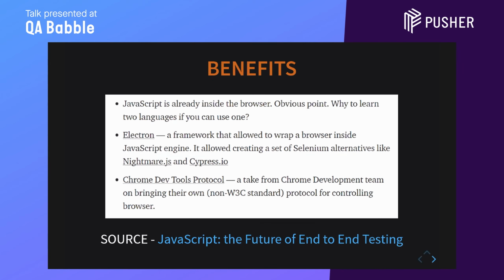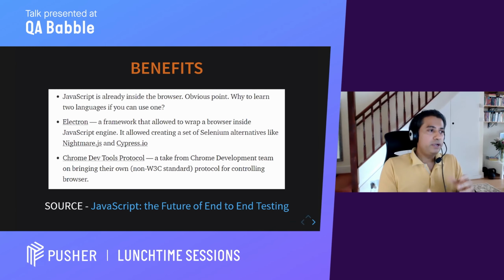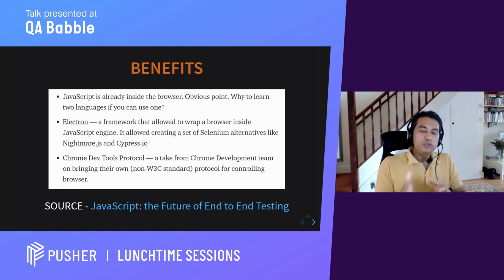But what are the benefits of using JavaScript? JavaScript is already in the browser. The browser has HTML, it has CSS, and it has JavaScript. So you can actually play with all the elements of a page using JavaScript. Plus, there is Electron, a framework that allows you to wrap a browser inside a JavaScript engine. A lot of applications are now Electron based, so you can interact with them. Plus, it uses the Chrome DevTools protocol. It's a non-W3C standard.